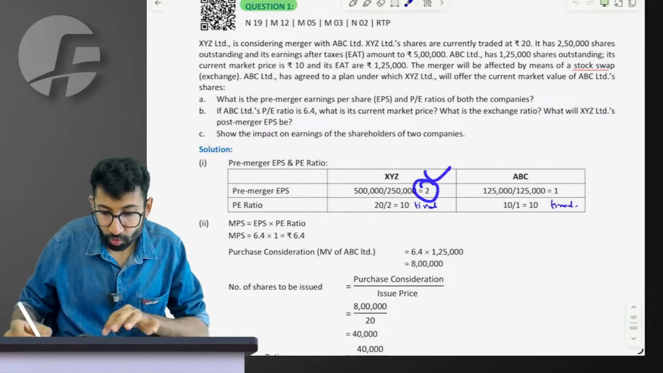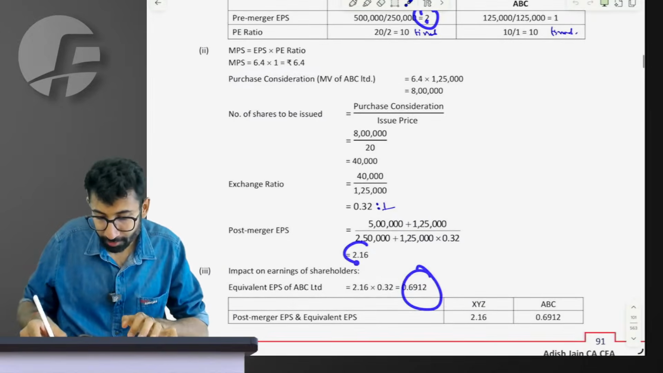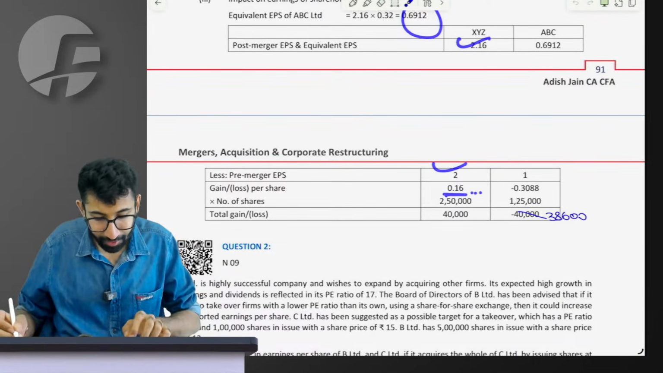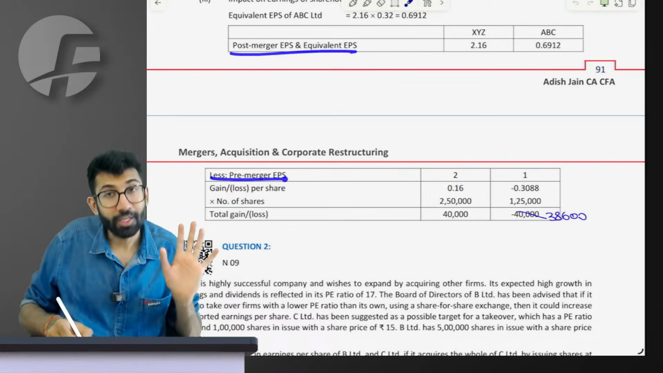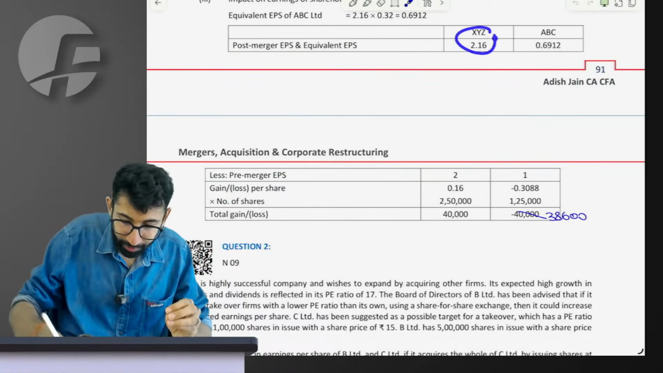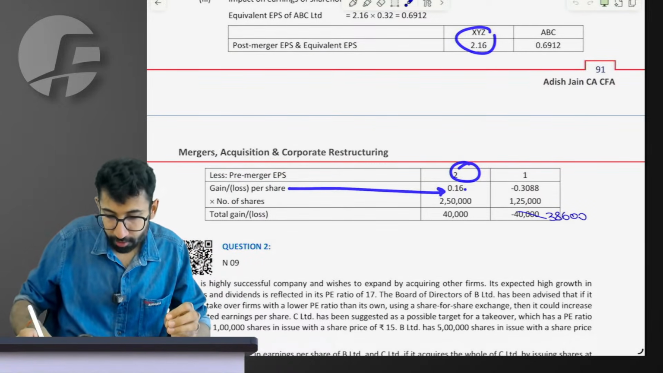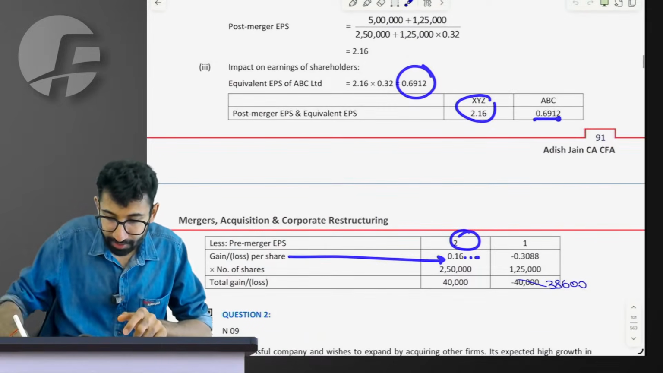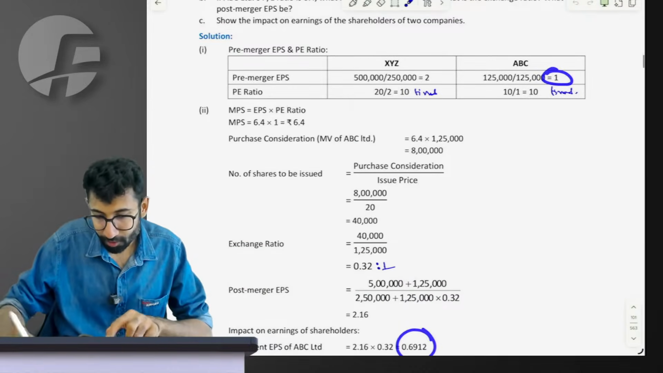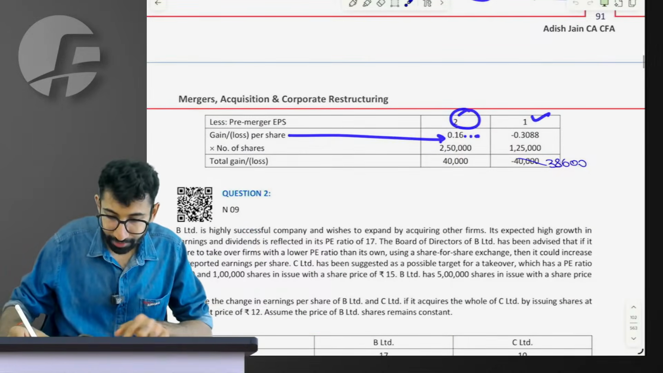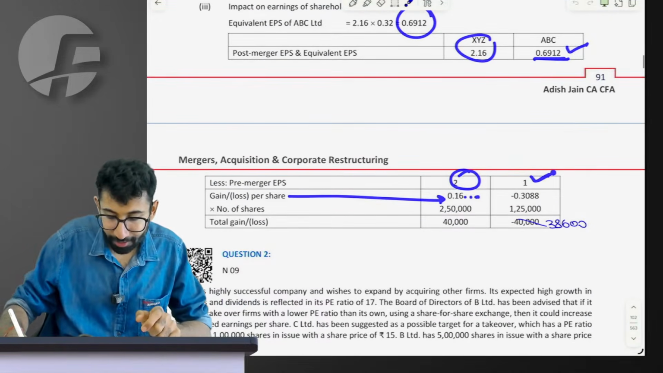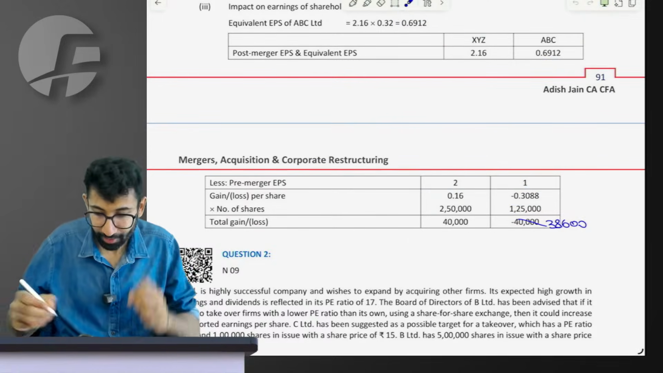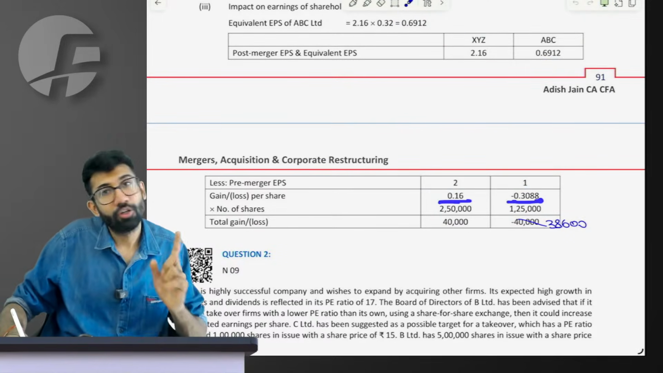For the acquirer, EPS was 2, it has become 2.16. So 2.16 minus 2 becomes 0.16. The format is really simple: post minus pre. Post is 2.16, pre is 2, giving me the gain or loss per share as 0.16. Similarly for the target, equivalent is 0.6912, whereas pre-merger was 1. So 0.6912 minus pre-merger of 1 gives me a loss of 0.3088, negative. These are the gain or loss on a per share basis.